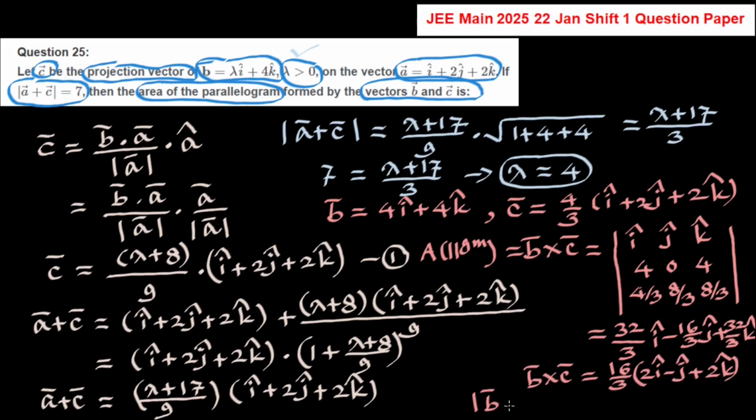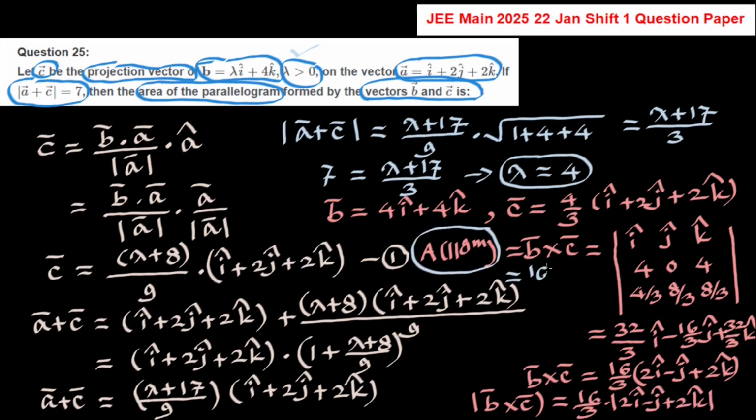Now mod B bar cross C bar will be 16 upon 3 into mod of 2 I cap minus J cap plus 2 K cap. Therefore this area of parallelogram will be 16 upon 3 into mod of this vector, which will be 3. Cancelling 3, this area will be 16 square units, which is the final answer.